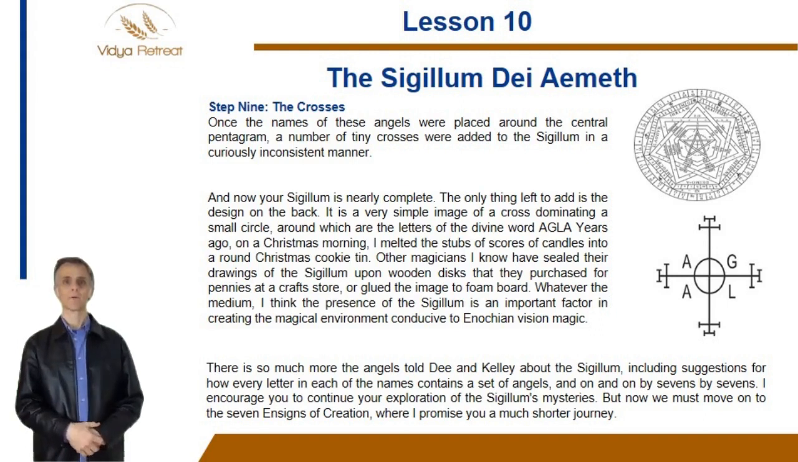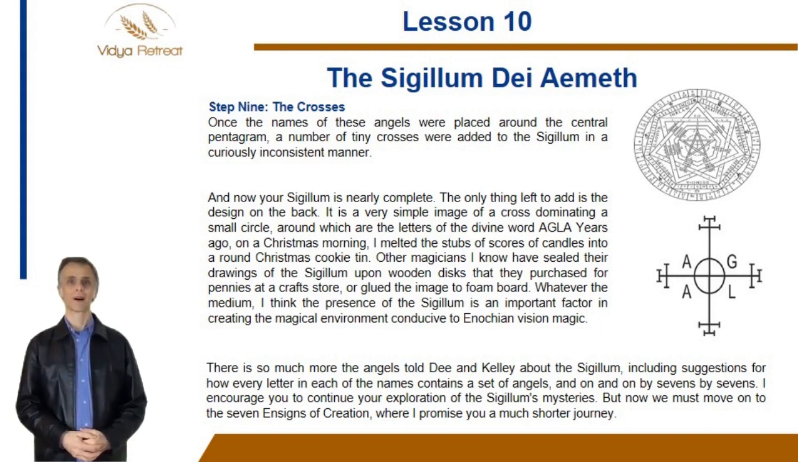There is so much more the angels told Dee and Kelley about the sigillum, including suggestions for how every letter in each of the names contains a set of angels, and on by sevens by sevens. I encourage you to continue your exploration of the sigillum's mysteries. But now we must move on to the seven ensigns of creation, where I promise you a much shorter journey.